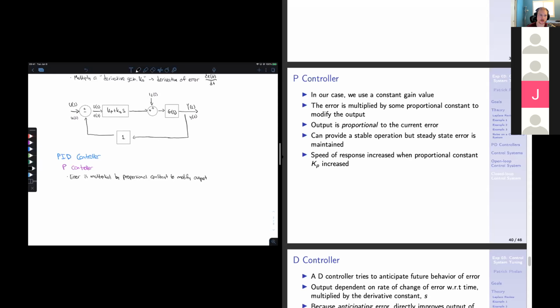Okay, and then the big takeaways here are that we can have a stable operation. That'll be very hard to do, but the steady state error is going to be maintained. So we're never going to actually reach our desired input. We're always going to have some error. Even once you reach steady state, there's going to be some error that we can never reach because we're only using a P controller.